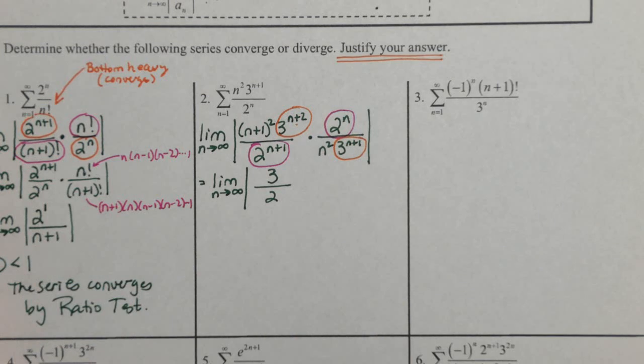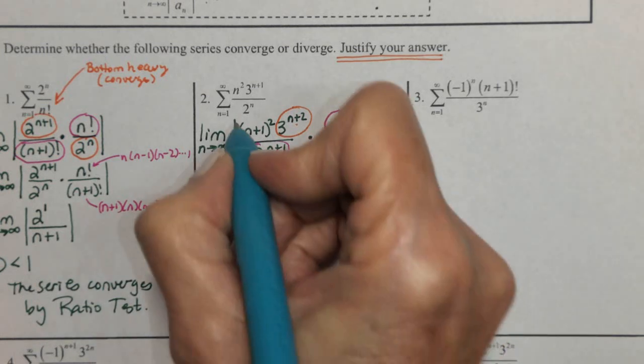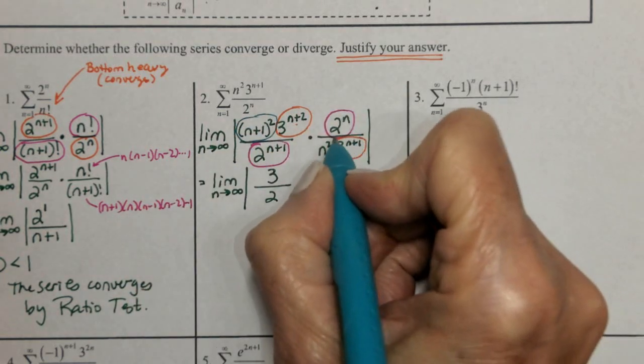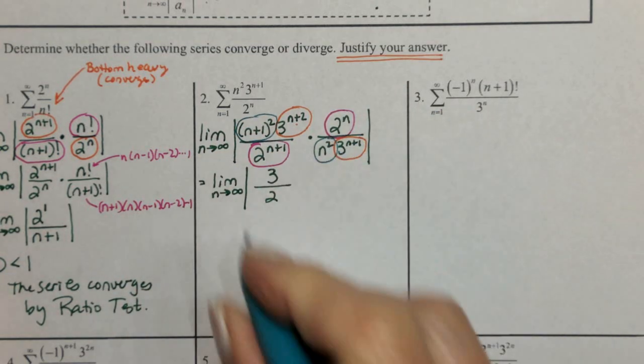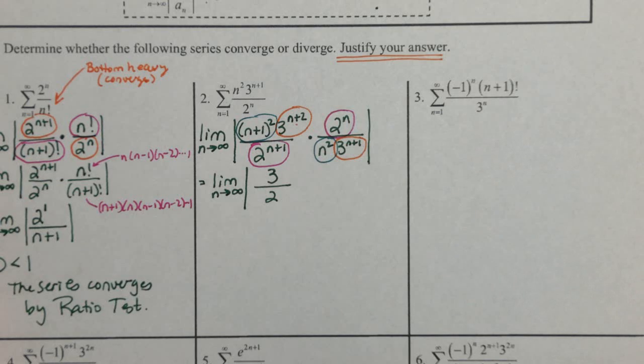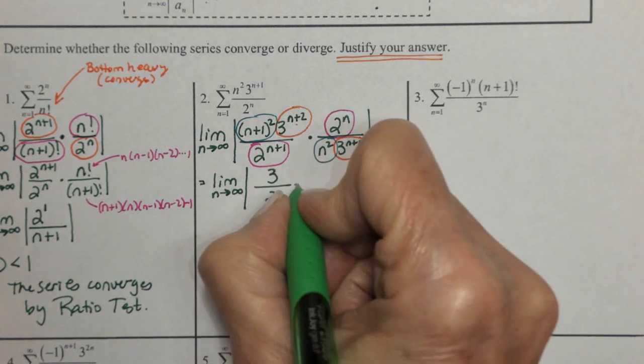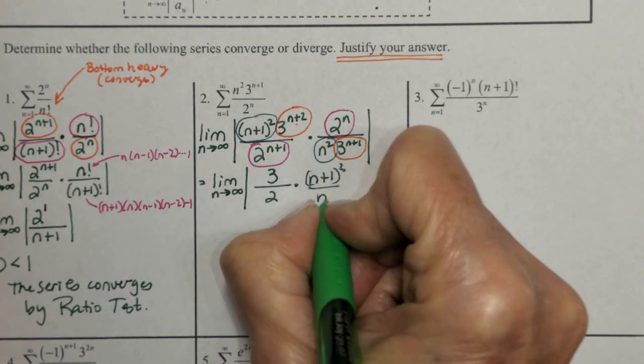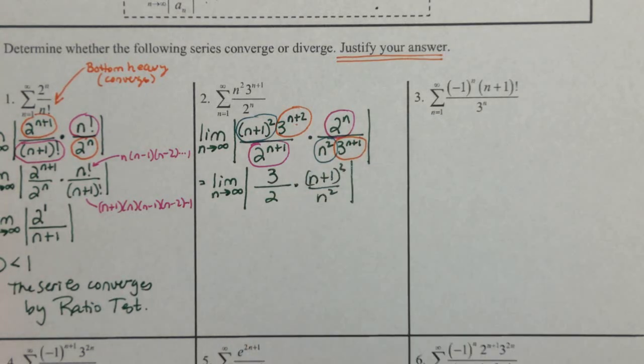Now let's look at these n's. I've got n plus 1 squared divided by n squared. Do those reduce? No, they do not. You cannot reduce that. It just stays. Our limit will take care of that, but it stays.